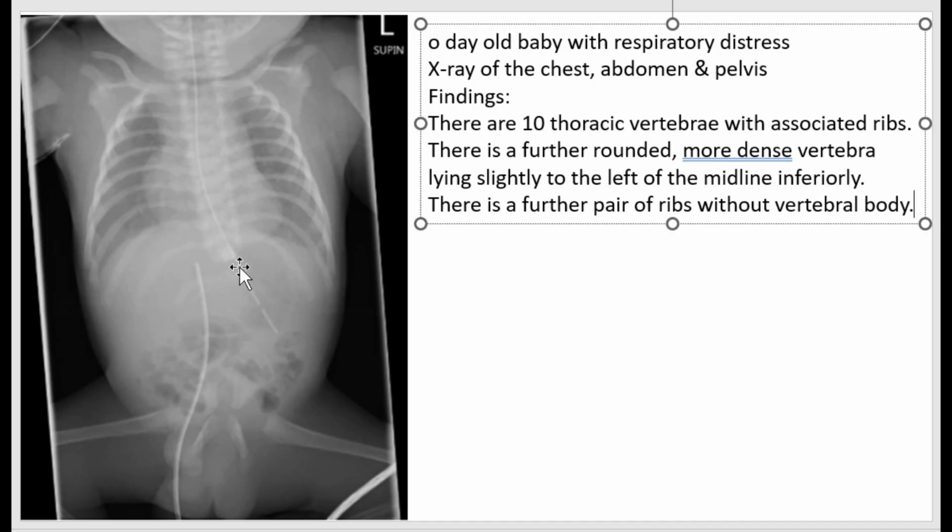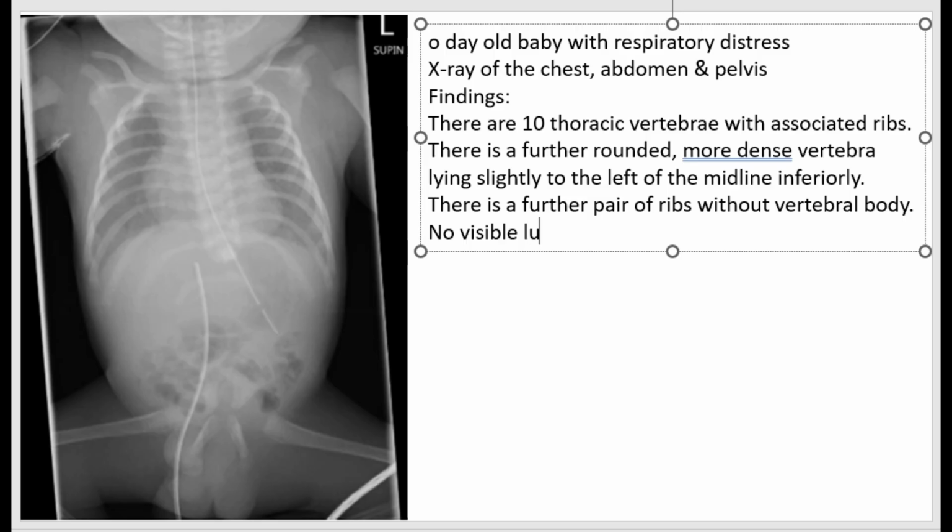After this pair of ribs, what do you think you can see here? There is no visible lumbar or sacral spine. This is very important, and this is the diagnosis here, okay? So there is no visible lumbar or sacral spine.